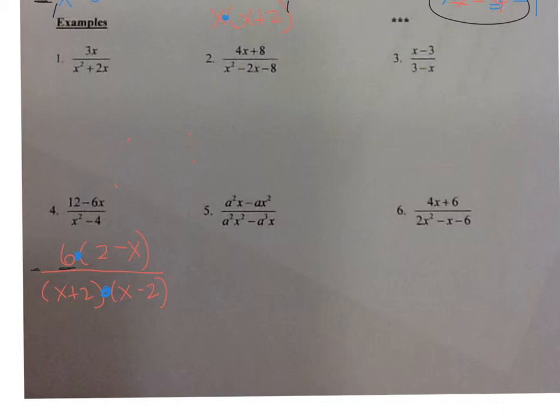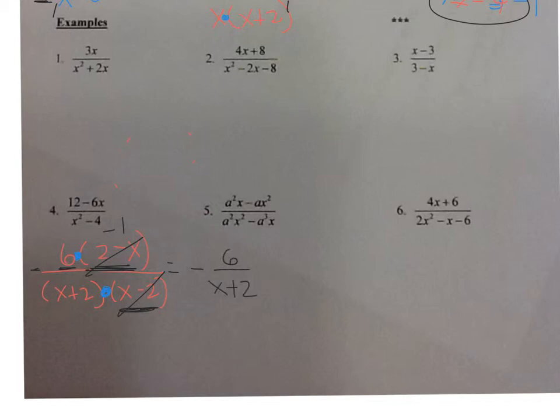I have a 2 minus x. I'm looking for a 2 minus x. Oh, I see here I have an x minus 2. These are opposites. Opposites reduce to negative 1. So my answer would be 6 times negative 1 is negative 6 over x plus 2.